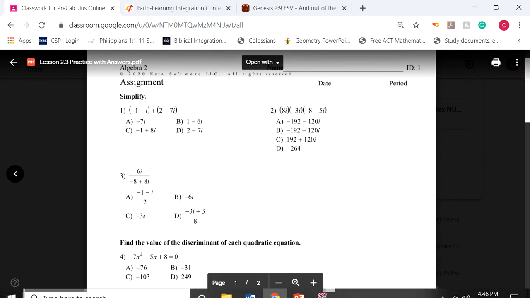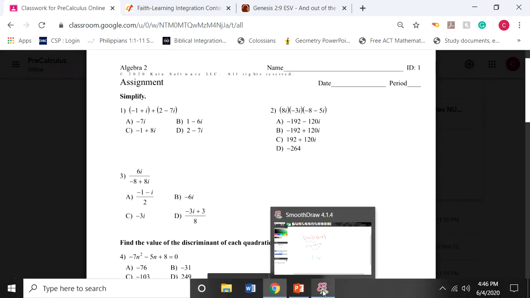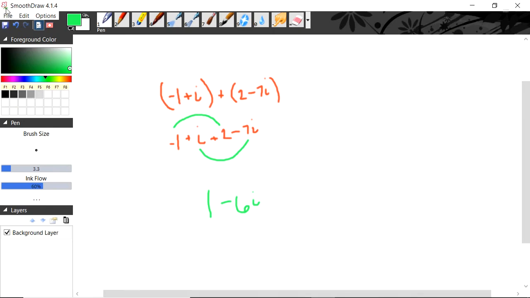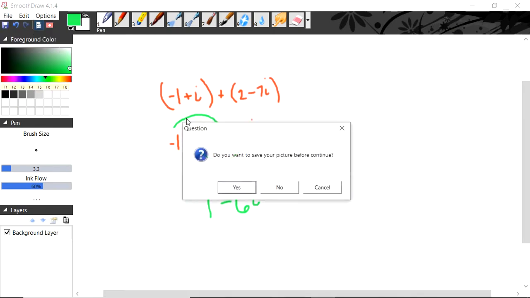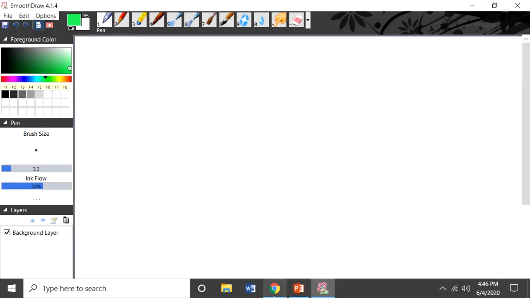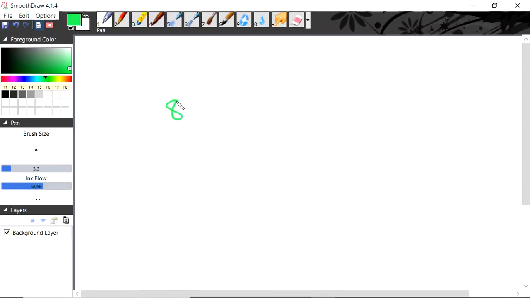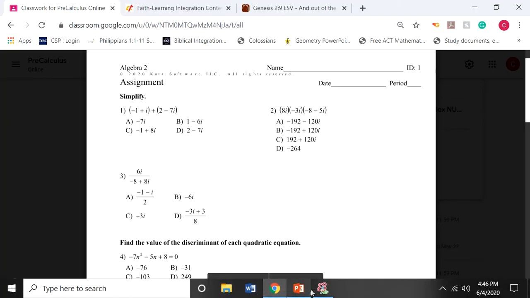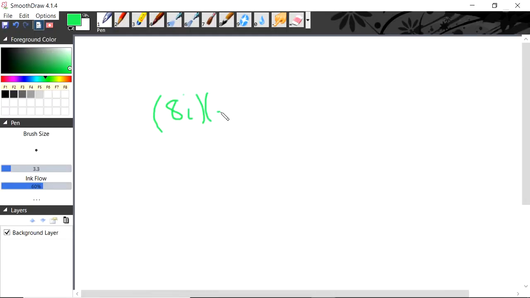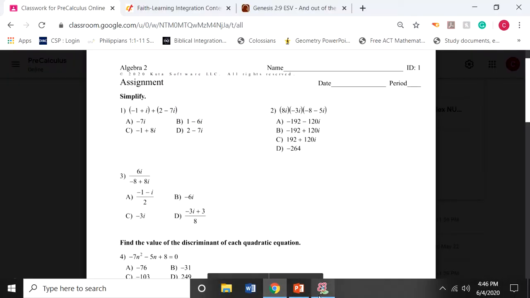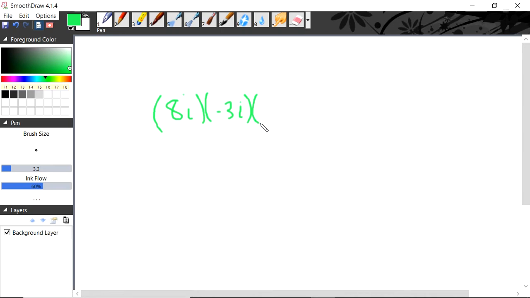Next thing I have here, I don't really have it foiling, but I'm having it distributed, so it's the same thing. If you need help with foiling, ask me and I can do an example for you, especially on one of the homeworks, but you should know how to foil. So we're going to do 8i, and then multiply that by negative 3i, and then multiply that by negative 8 minus 5i.